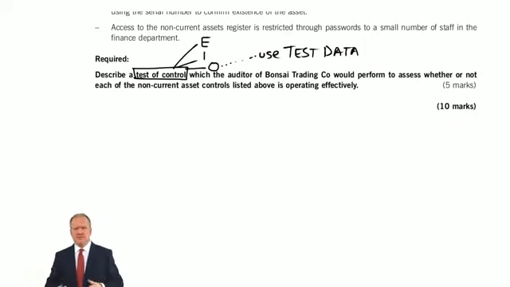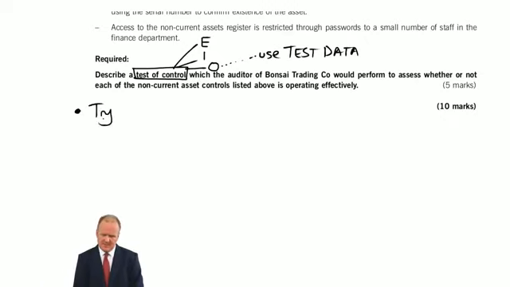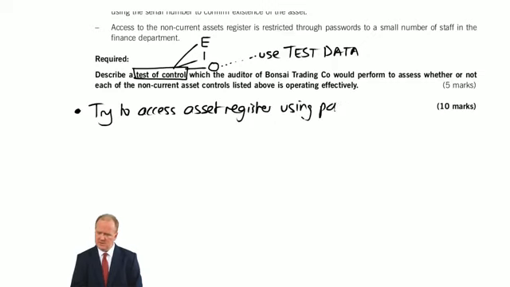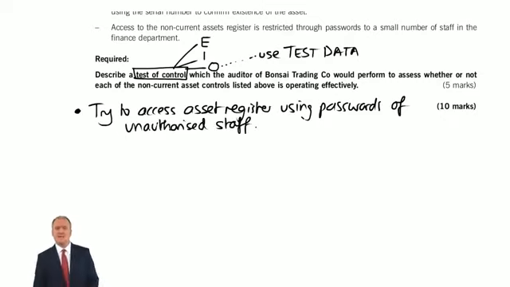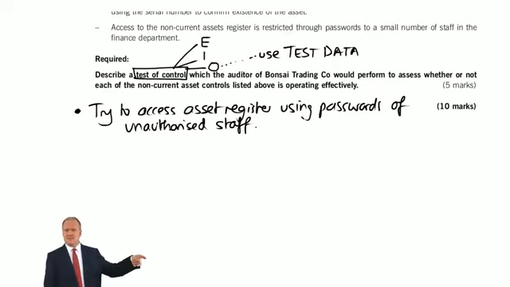With apologies to Whitney Houston, rest in peace. How would I know that only a certain number of passwords can get into the asset register? I would have thought the most obvious thing to do is try to access the asset register using the passwords of unauthorized staff. That is, in effect, an example of test data. You are faking an attempt at entering the asset register to see if you can get in.